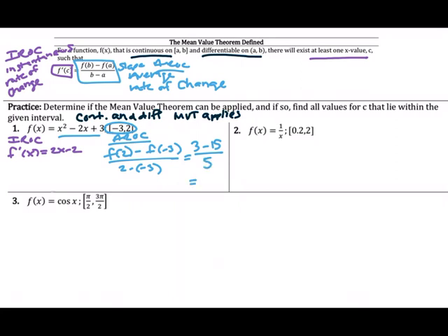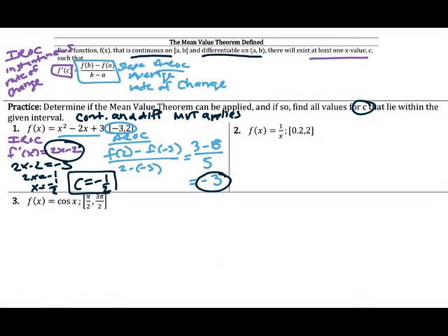So our average rate of change is going to be equal to negative 3. Sorry, this should be negative 18. 3 minus 18 is negative 15, divided by 5 is negative 3. So according to the mean value theorem, there is some value c, or some x value, that would make these two things equal. So let's go ahead and find that. If I add 2 to both sides, I get 2x is negative 1, so x is negative 1/2. This question asks us for what c value, so c is negative 1/2.